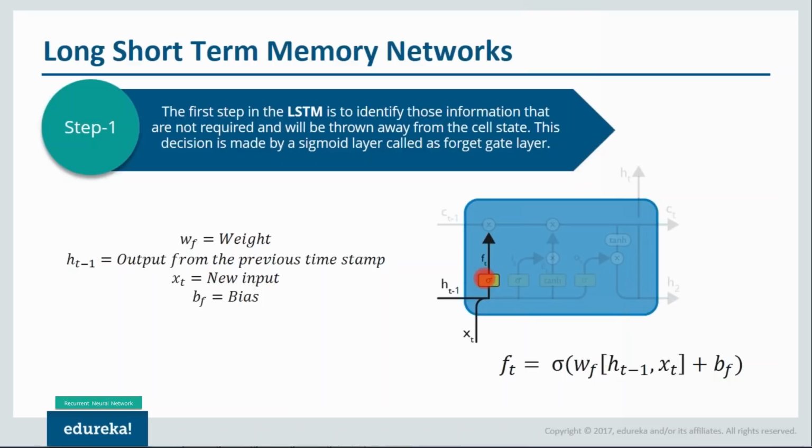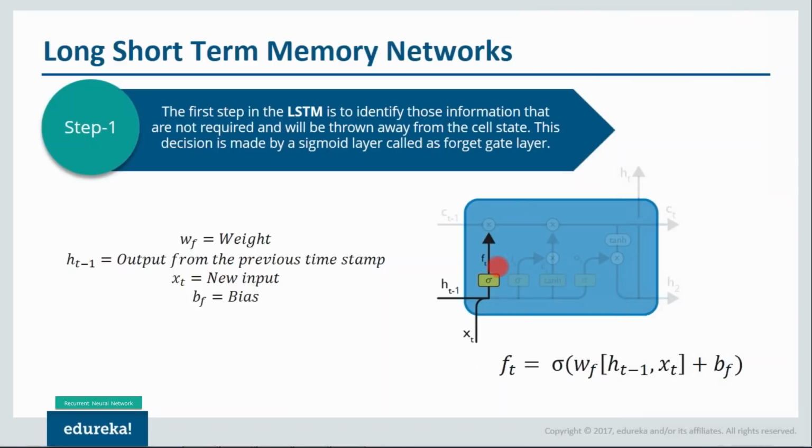When we see a new subject, we want to forget the gender of the old subject, right? We want to use the gender of the new subject. So we'll forget the gender of the previous subject here. This is just an example to explain what is happening here. Now let me explain the equations which I've written here.